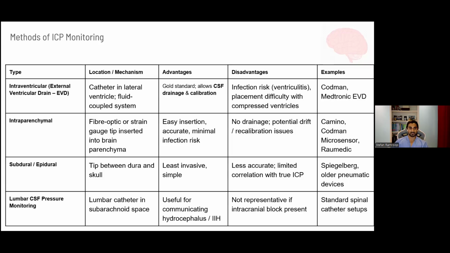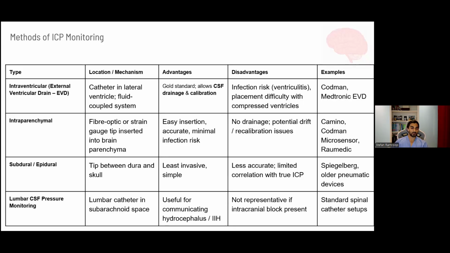It can let you send CSF for analysis, or you can recalibrate the system at any point in time. The main issue with this is typically infection. Next, you have the intraparenchymal fiber optic or strain gauge probes, your devices like the Camino or the Codman microsensor, which are quick to insert and accurate, and they have a much lower infection risk compared to EVDs. They measure the pressure at the tip using either optical reflection or an electronic strain gauge, and the drawback is zero drift. Over several days, the sensor baseline can slowly shift, and you can't recalibrate it once it's in.